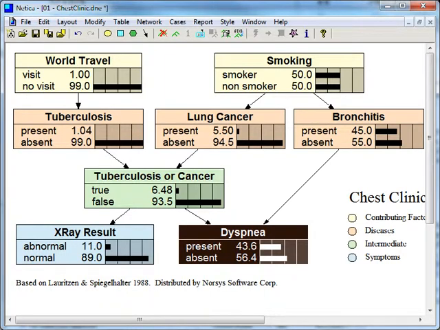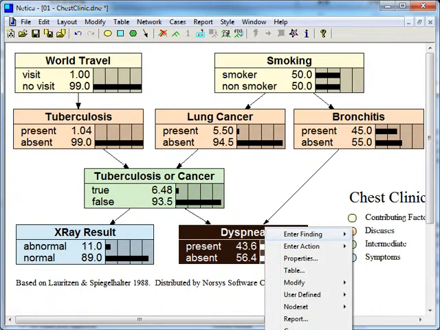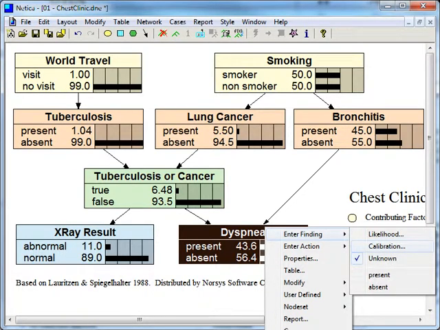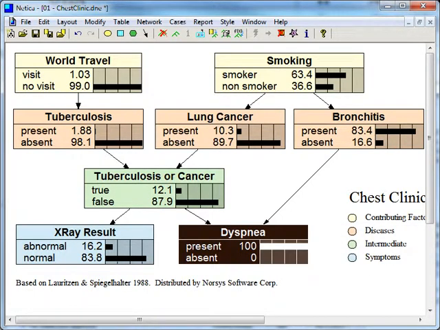Well, imagine someone comes in and says, I have a symptom. People just don't come into the doctor for no reason. So let's take the symptom and enter a finding and change the probability of dyspnea from its baseline to 100%. The person's coming in and saying, look, I have shortness of breath. I'm certain. Now notice right off the bat, this changes the probability of lung cancer from 5% to 10%. It doubles the probability of lung cancer.